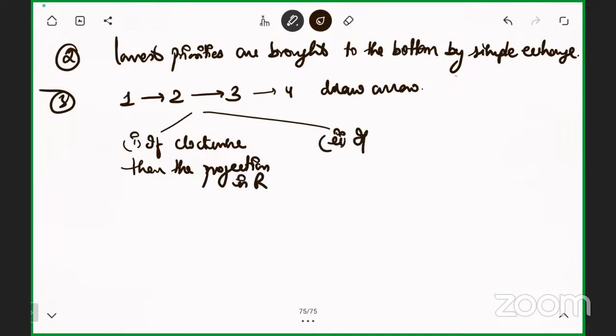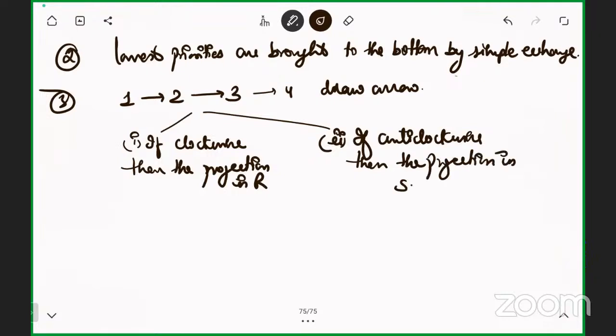If the rotation is anti-clockwise, then the projection is S. Okay. If there is a rotation clockwise, then we say it as R. If the projection is left hand side, or you can say anti-clockwise, you'll say it as S. Got it? I'll show you some examples.